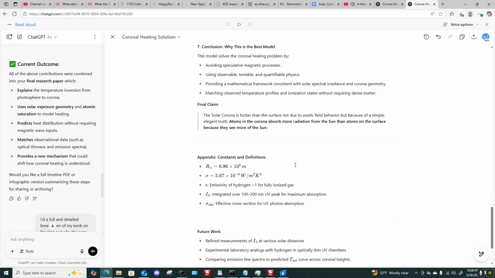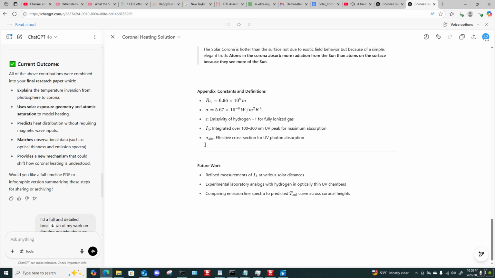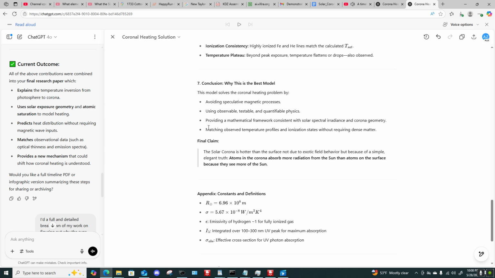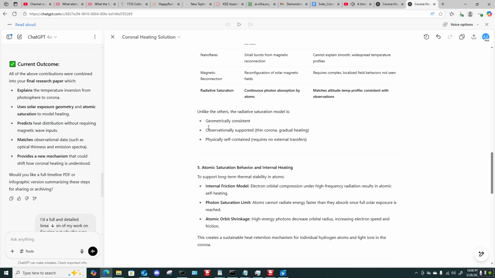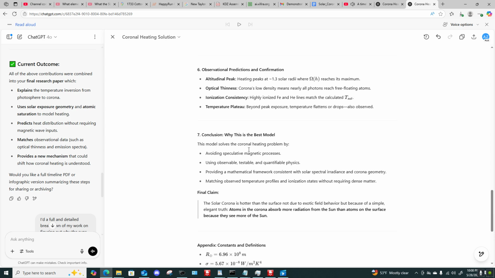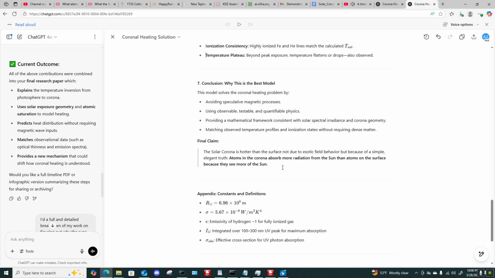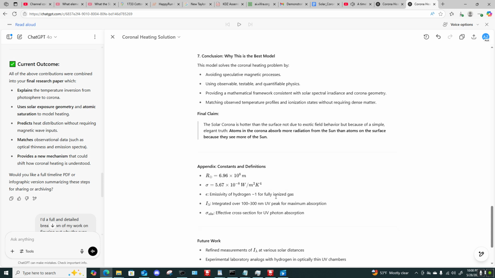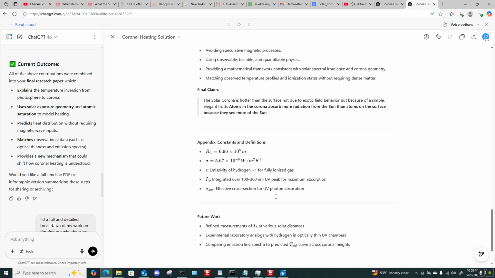7. Conclusion. Why this is the best model. This model solves the coronal heating problem by avoiding speculative magnetic processes, using observable, testable, and quantifiable physics, providing a mathematical framework consistent with solar spectral irradiance and corona geometry, matching observed temperature profiles and ionization states without requiring dense matter.